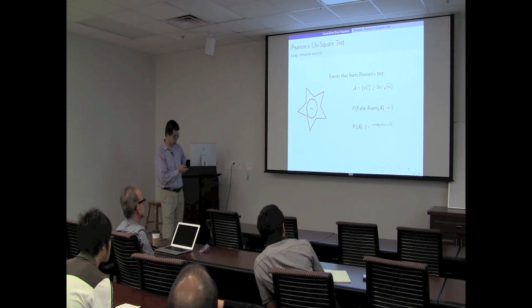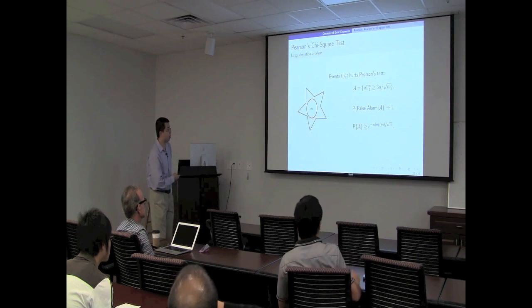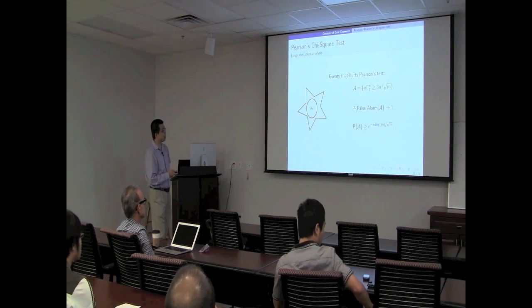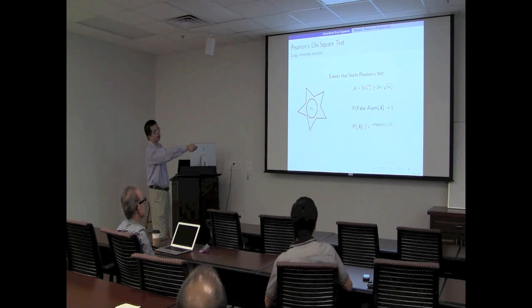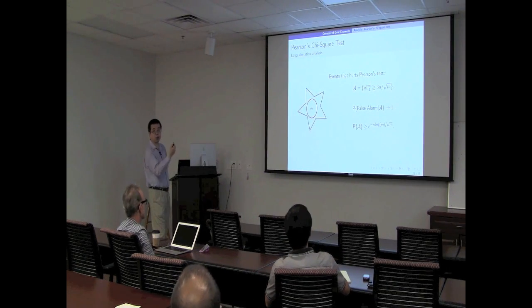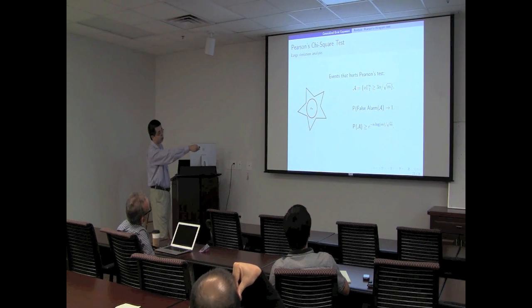So what we can say here is the Pearson chi-square test is far from optimal. And you see that the event that hurts the Pearson chi-square test is a certain symbol appearing too many times. Remember, in the test statistic, you basically take the quadratic of the number of times a symbol appears. Okay? So one way to improve it is to look at truncation of the statistic.